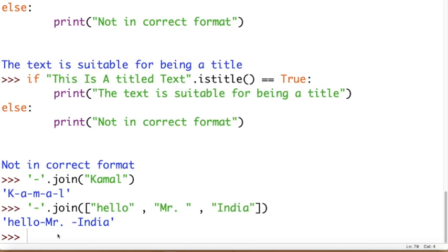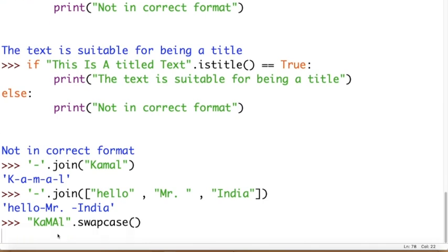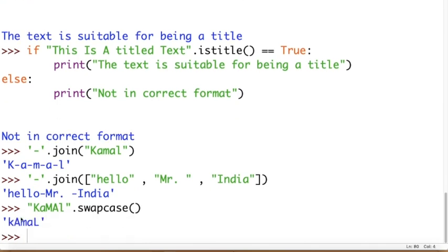Now let us go to the next example, next function in the series, that is swap case, right? Swap case just toggles the uppercase into lowercase and lowercase into uppercase characters in a given string. So let us find out how it acts out. So K, A, M, A, and small l, and dot swap case. Now see what happens. Now you can see that capital K has been changed to small k, small a has been changed to capital A, capital M has been changed to small m, and so on. So this is the purpose of swap case. Anyway, you will use this wherever it is required.